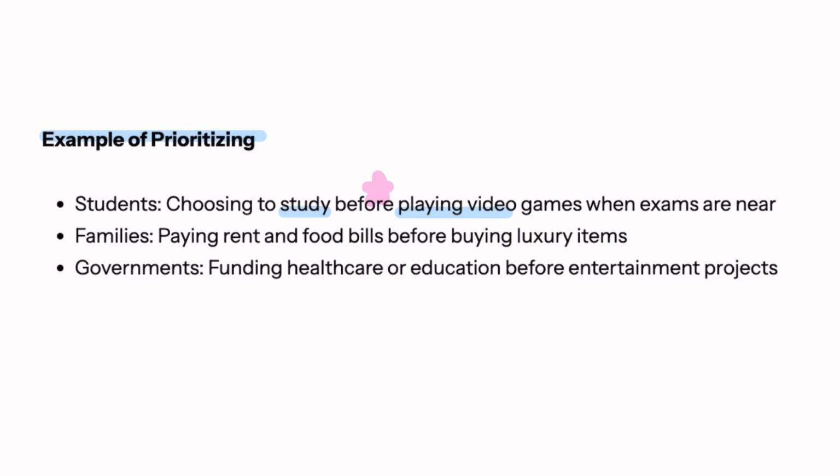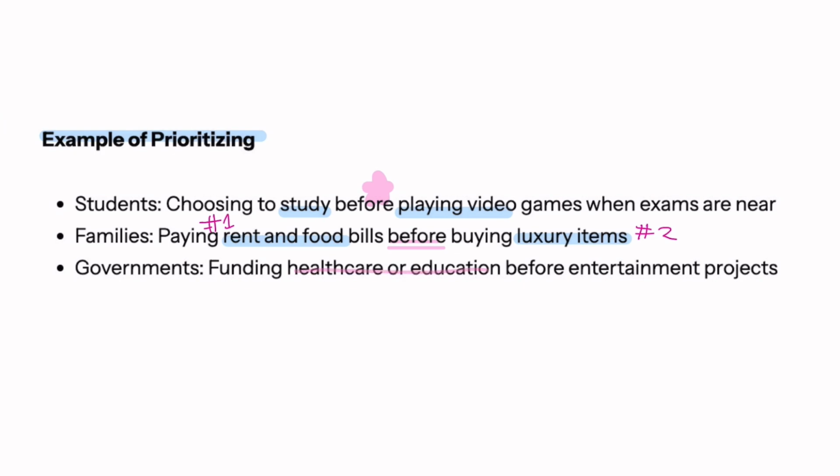And for families, they may pay rent and food bills before they buy luxury items, and once again, emphasis on the before, showing that they're choosing rent and food as a priority over luxury items. And here in the video, I label the rent and food as number 1 and luxury items as number 2 in the ranking of priority.